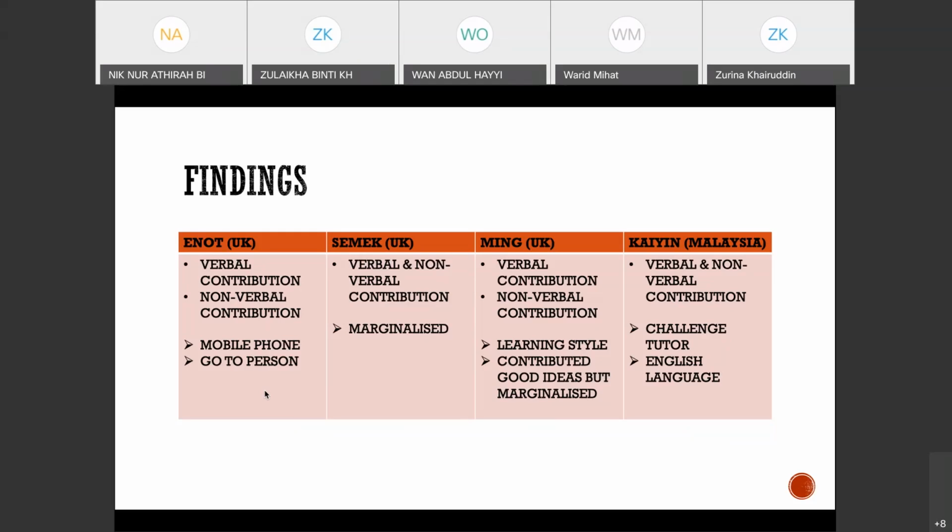What's interesting about her is that in one of the seminars that I observed, she challenged the tutor. So how did she challenge the tutor? During the seminar, they were discussing this one question, and the tutor was writing her answers on the whiteboard. As Kayin was looking at the answers, she saw that one of the answers written by the tutor was wrong, she believed. So she put up her hand and she said, doctor, I think the answer is wrong. I think this is the answer.